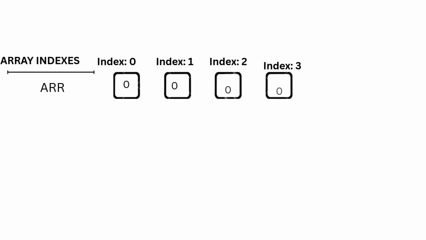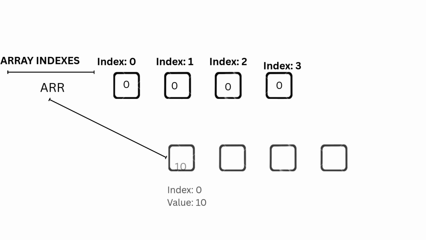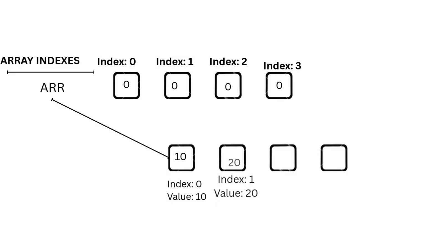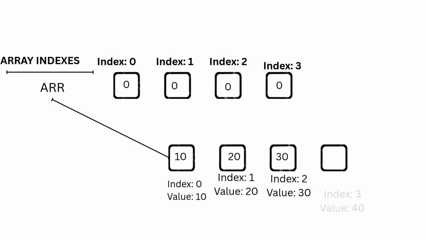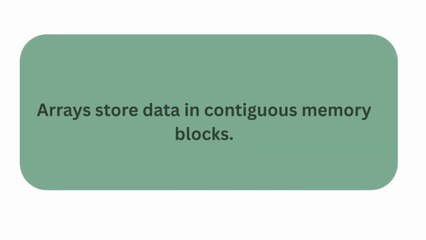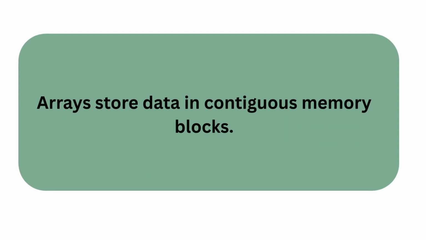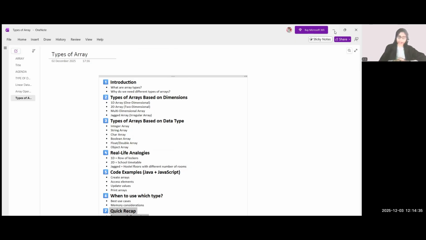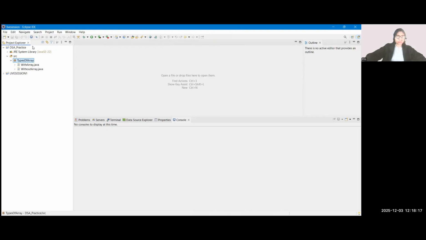If the array is empty, the default value is zero. We can initialize the value at index zero as 10, then 20, 30, 40, and so on. So this is how we initialize the values of an array. This is how array block, index and default value work in a one dimension array. Very simple and very important to understand. Hope you got the things. Arrays store data in continuous memory blocks.